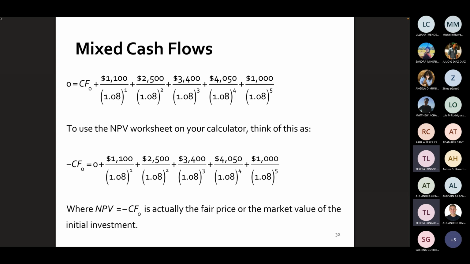We refer to this as a mixed cash flows problem. And you're going to see why when I show you the next slide.